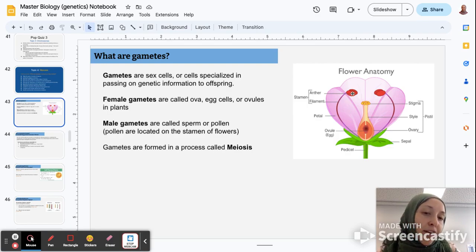In case you were curious, in the flower anatomy, we have a stamen, and this is where the pollen is located. And where does fertilization happen in flowers? This is the pistil. The pollen would enter through the pistil, and down here to the ovule, this is where fertilization would happen in flowers.